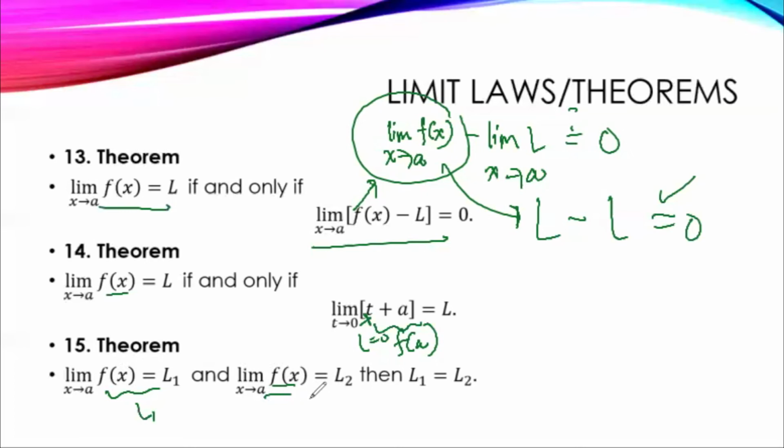Later on, we will be discussing one-sided limits, and you will learn that if the limit from the left-hand side is different from the limit from the right-hand side, then we can simply say that the limit does not exist. That's why there is only one limit for the limit of a function to exist.